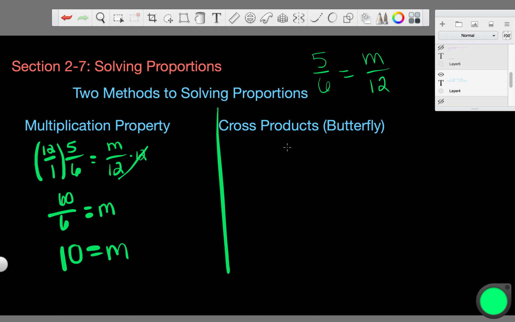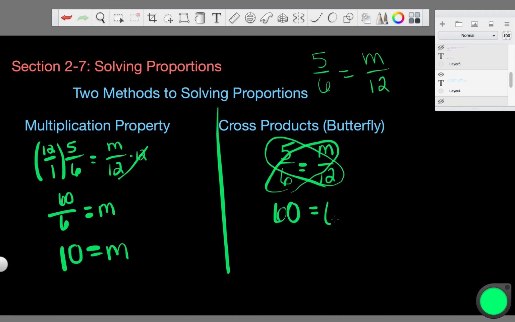Okay? So the reason why it's called the butterfly method is because you're going to multiply the butterfly wings. Okay? So 5 times 12 gives me 60, and that equals 6 times m, which is 6m. Okay? Now I want to get my m alone. I need to get rid of this 6 and move it to the other side. I see multiplication, so I need to do the inverse operation, division. And I get that m equals 10. Okay, so it's just two different ways. You're getting the same answer, and realistically, you're doing the same exact thing.